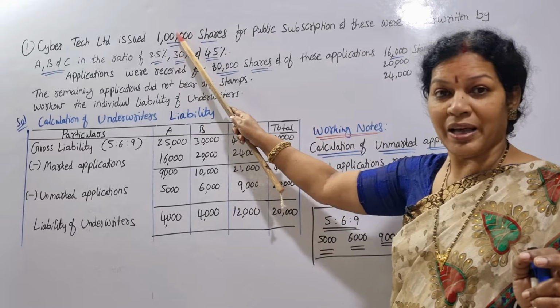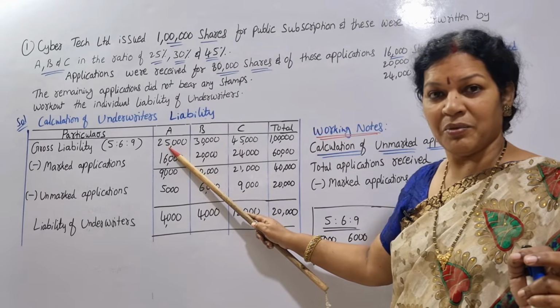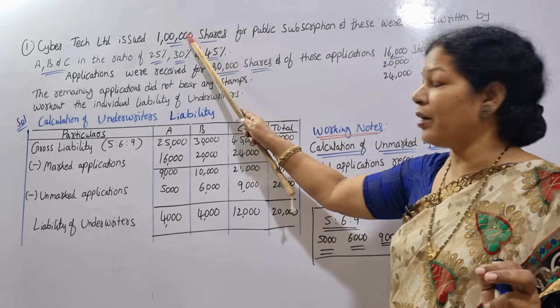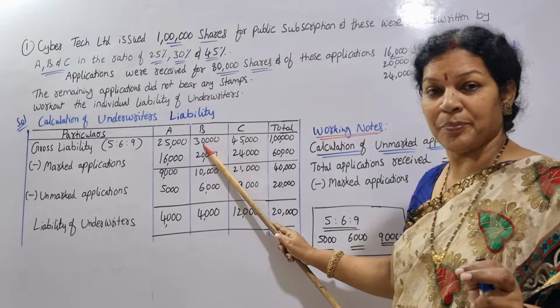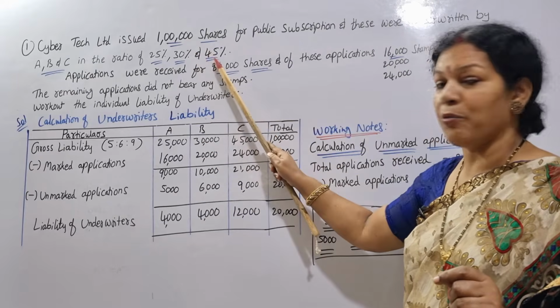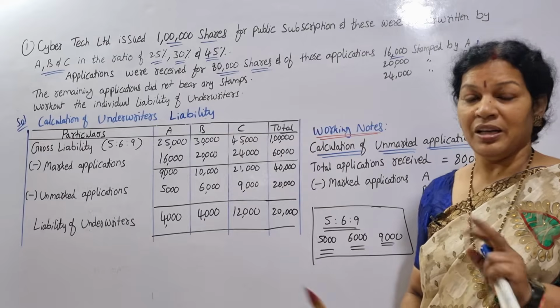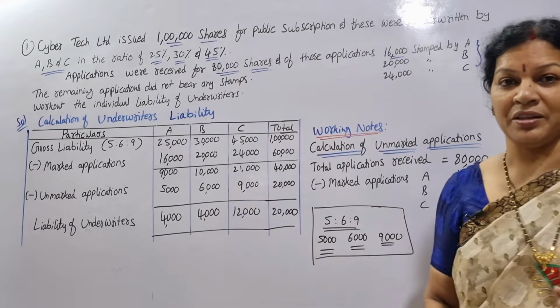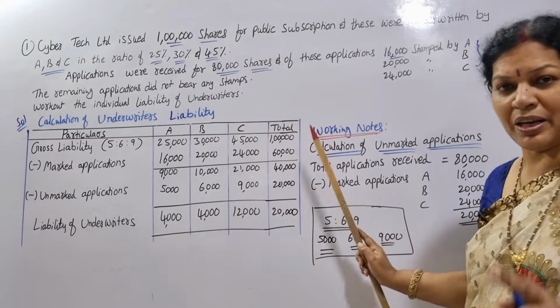25% out of 1 lakh, it comes to 25,000. We have written. And out of 1 lakh, 30%, 30,000. Out of 1 lakh, 45%, it comes to 45,000. Okay, like that gross liability we have written. Gross liability total is 1 lakh only. If you total up, it is 1 lakh only.